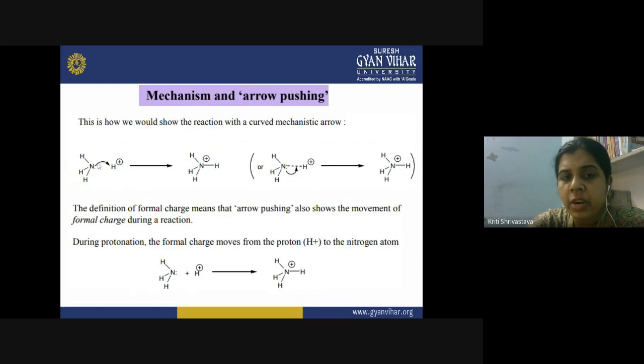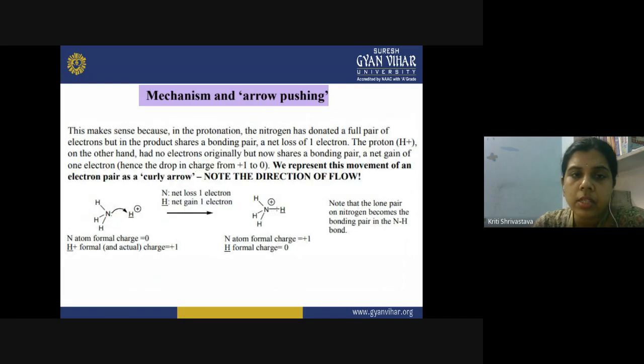So once you are drawing the arrow like this, now the charge will be sent against the direction of the arrow. So this will be the direction of the electronic movement, and this will be the direction of the formal charge movement. So formal charge is moving from proton to the nitrogen atom, and now the positive charge is shown here on the nitrogen, because now it has donated the electrons to hydrogen. So this makes sense because in the protonation, the nitrogen has donated a full pair of electrons.